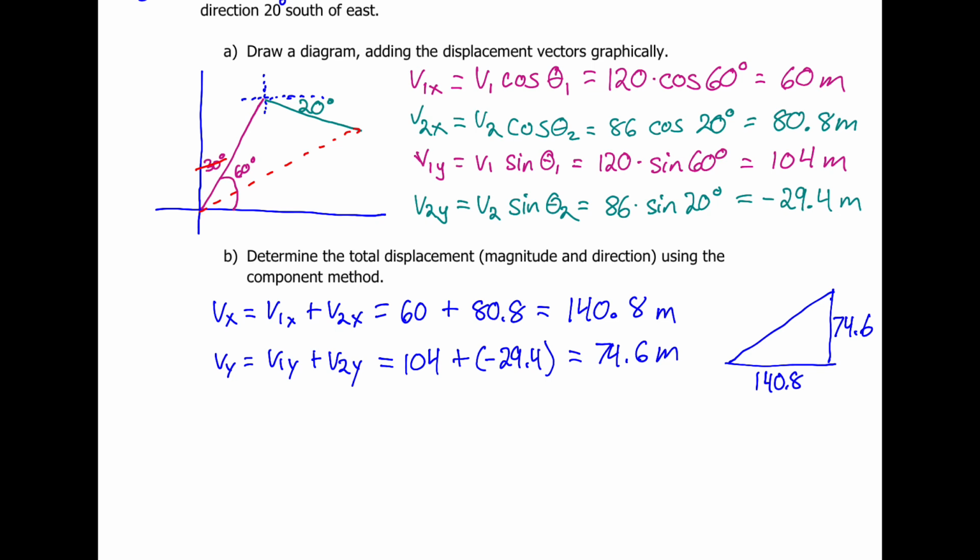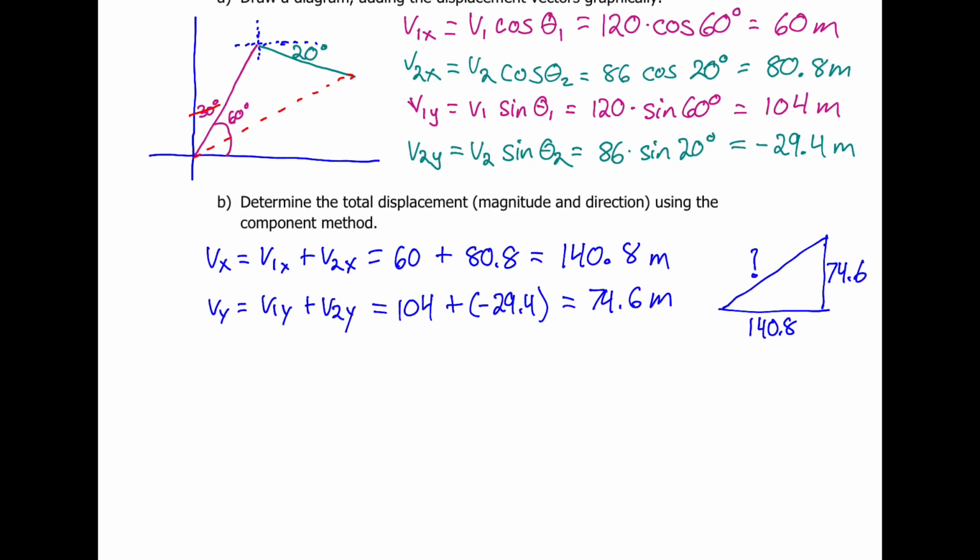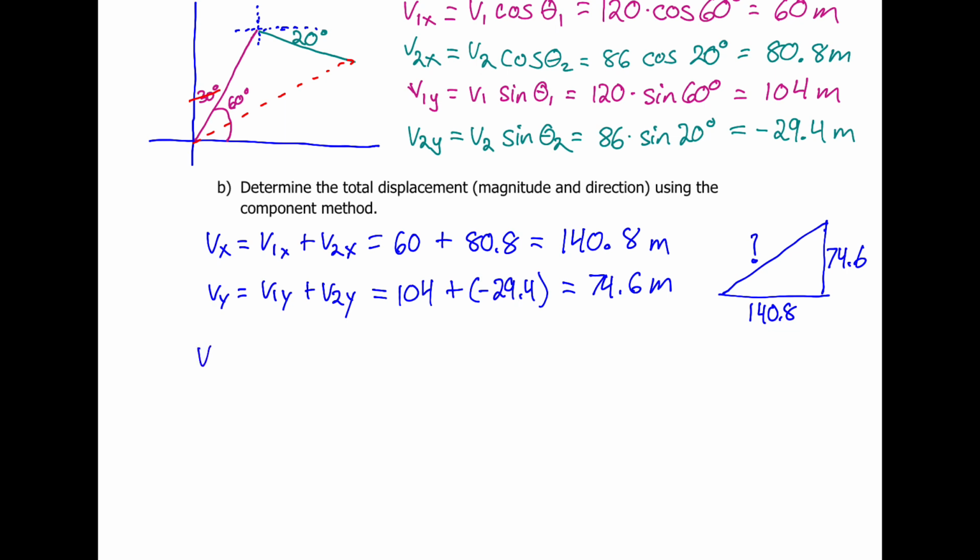So if the original diagram is like, okay, good, and I think this one is this one, we're probably on the right track. So now that I have this triangle, this is the one I got to figure out. So this is now my Pythagoras step. We're going to slide this up a bit just so you guys can see. VR is going to be Vx squared plus Vy squared, all square rooted.